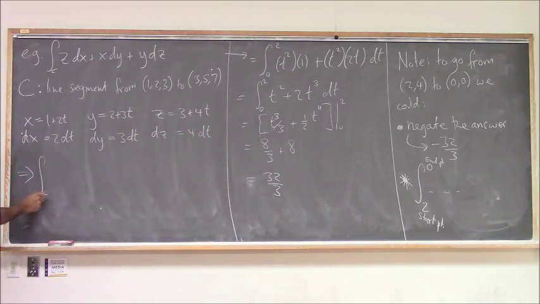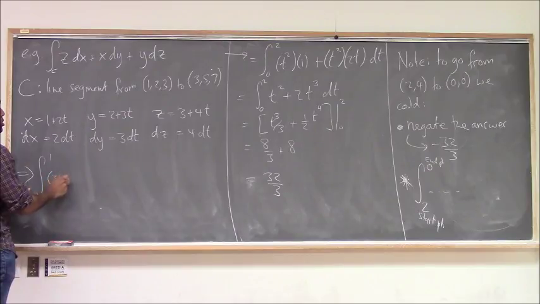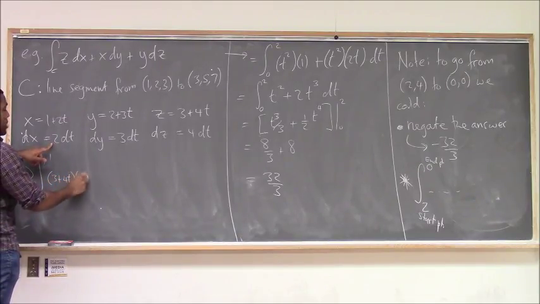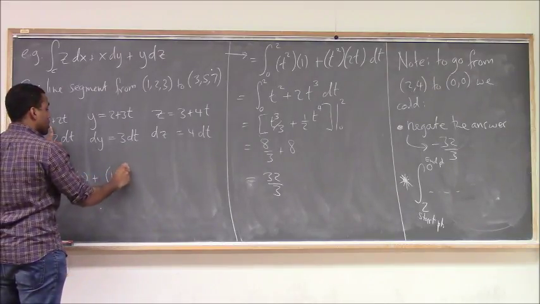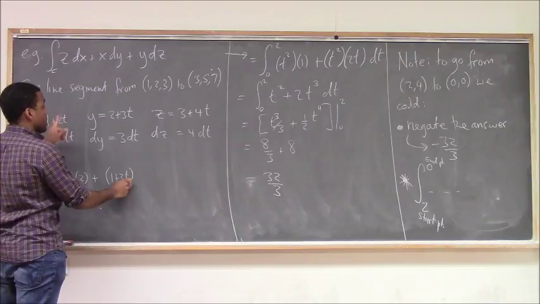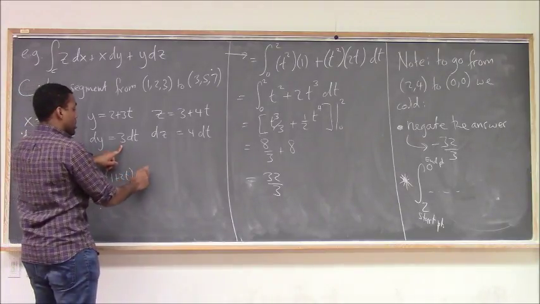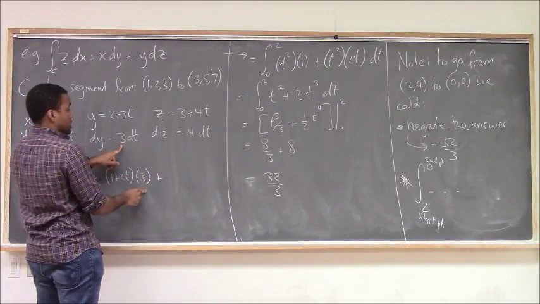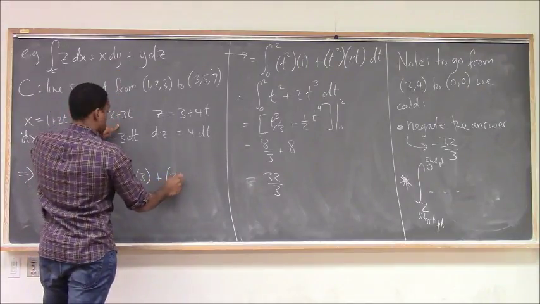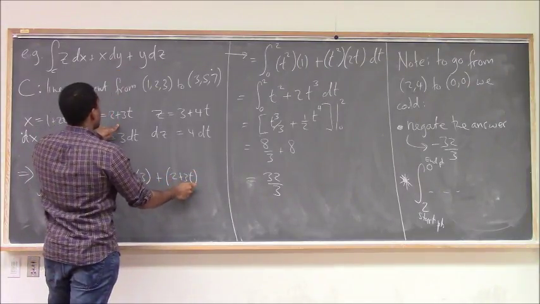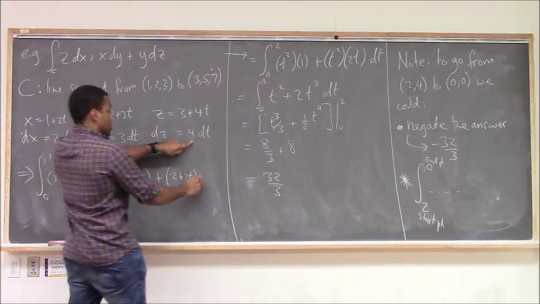Now I plug them in. It's 0 to 1 because I'm using that formula for the line segment. And so here my z is going to be 3 plus 4t times dx, which means I multiply by 2, plus my x is 1 plus 2t times dy, multiply by 3, plus my y is 2 plus 3t times my dz, just multiply by 4.